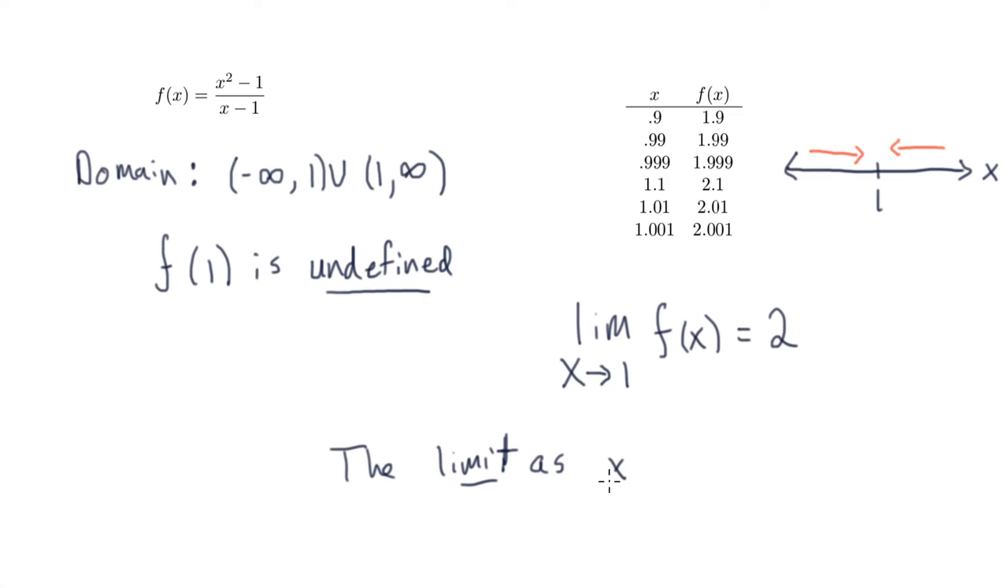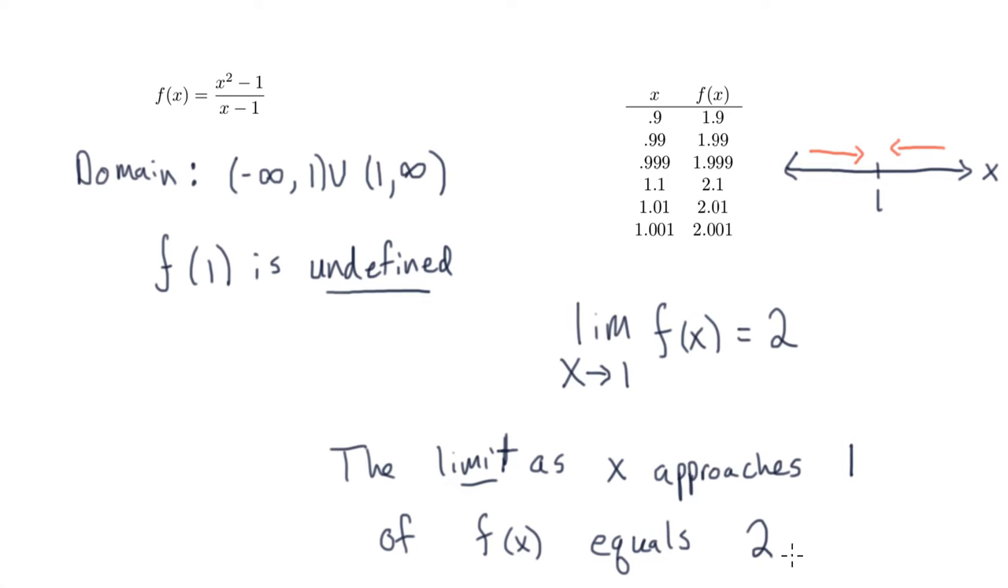So this is read: the limit as x approaches 1 of f of x equals 2. So the limit of this function as x approaches 1 equals 2. And again, this is what you should think about. Now let me show you a picture of what's going on.